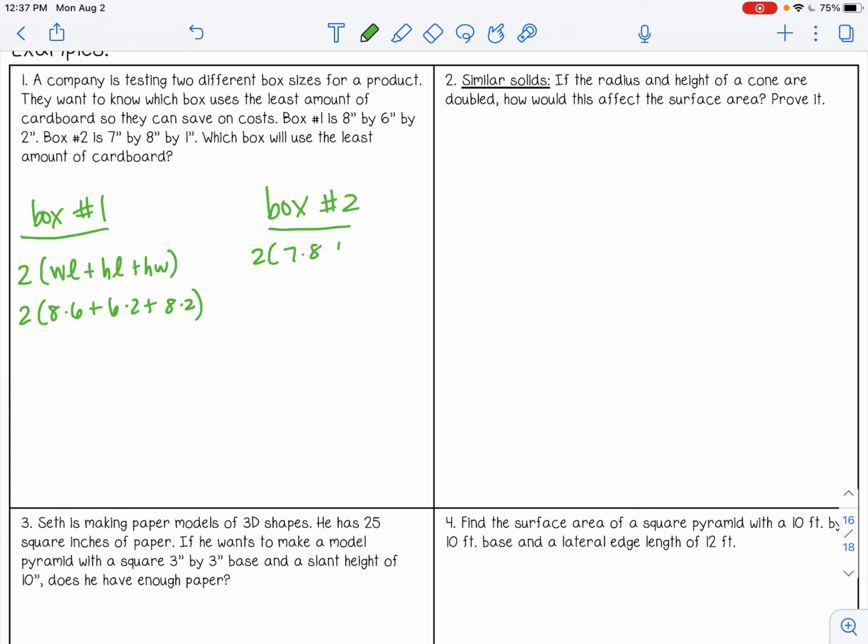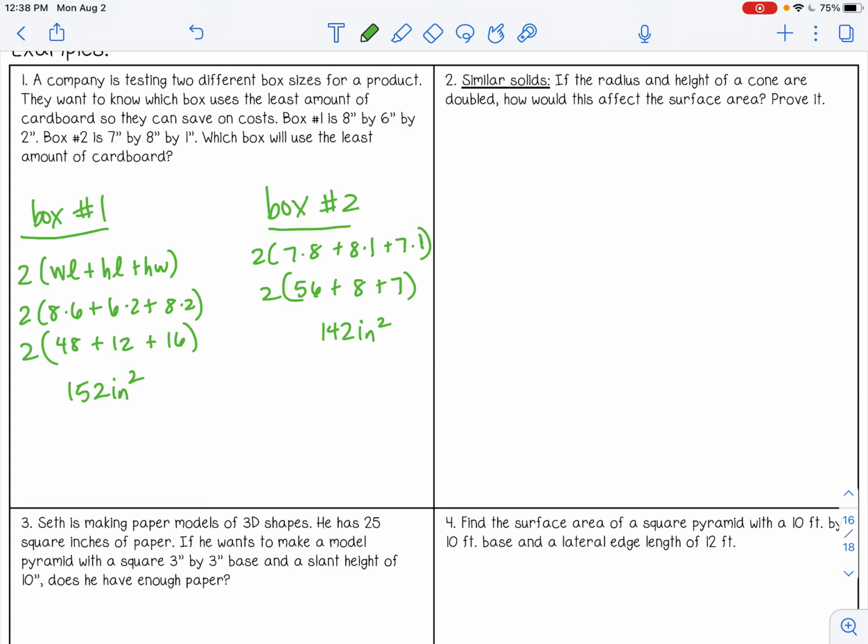7 times 8 plus 8 times 1 plus 7 times 1. All right. Let's see, that's 48 plus 12 plus 16. So that would be 152 inches squared. That's 56 plus 8 plus 7. That would be 142 inches squared.